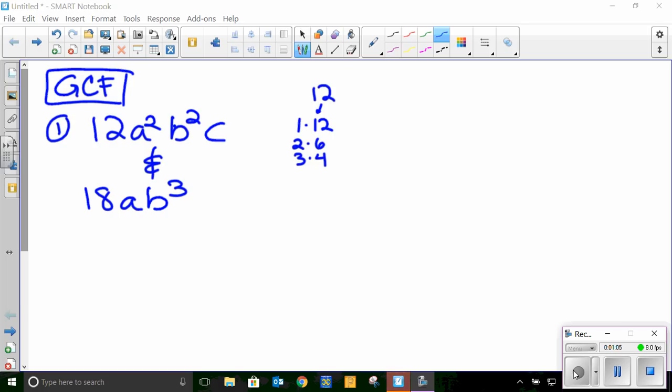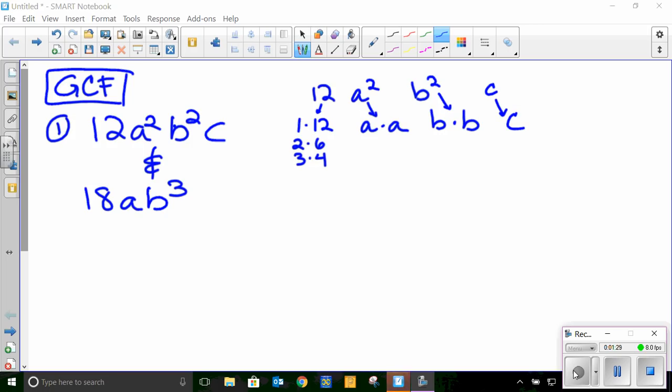So 12 breaks down to this. Then we also have the a squared. When we take a squared, we know what we're saying there is a times a. We also had the b squared. All right, b squared is the same idea. So we have a b times another b. And then we also have the c. So this is b squared, and then we had c. And c is just going to be c.